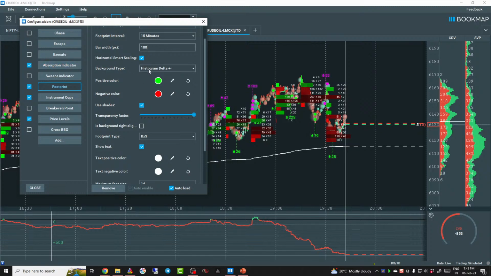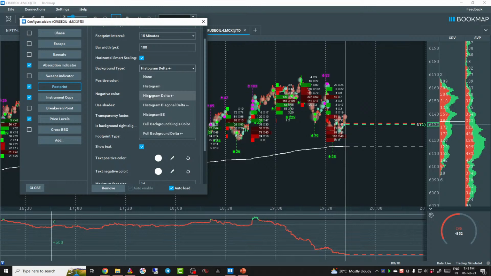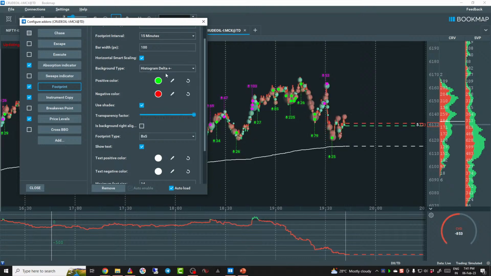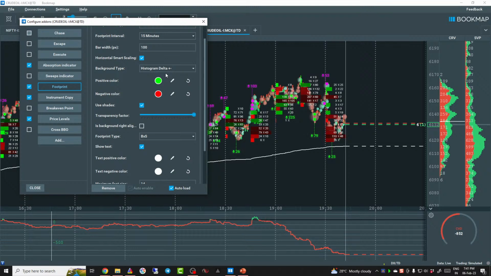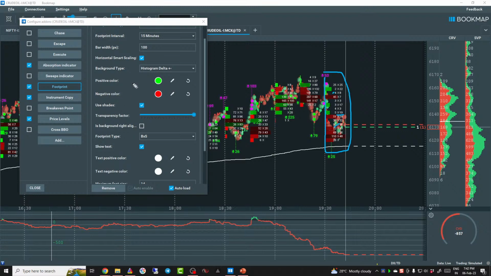And then background type, there are so many settings. I strongly recommend, if you want to understand all the settings, that you watch our last session, so you'll be able to understand it. Presently I'm using histogram delta plus and minus, which will help us to identify the presence of aggressive buyers and aggressive sellers in a detailed manner. So basically that's what you are seeing here. This is a footprint bar, in that we are able to see different columns with different shades and colors. So I'll explain that. Basically, if you select histogram delta plus and minus, we will be able to see the color shaded information, which will help us to identify the aggressive buyers and aggressive sellers presence.